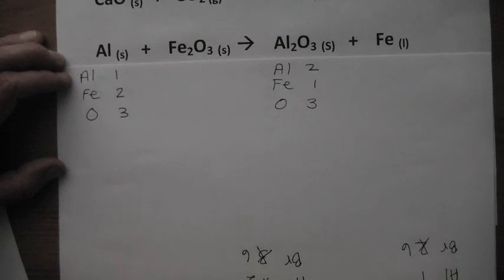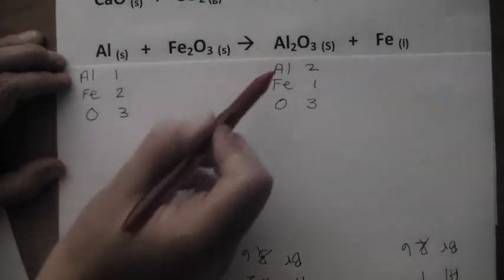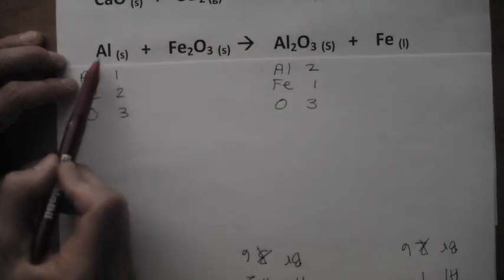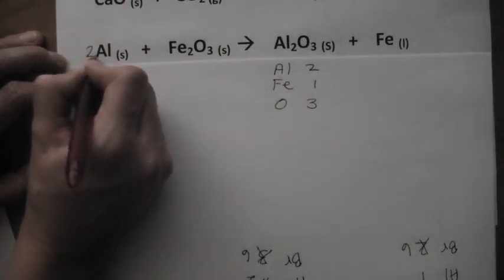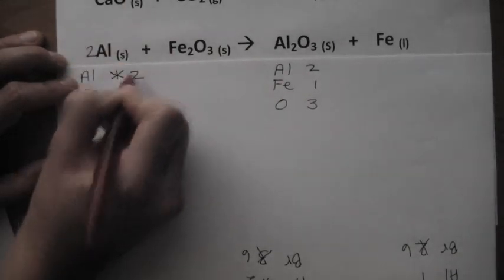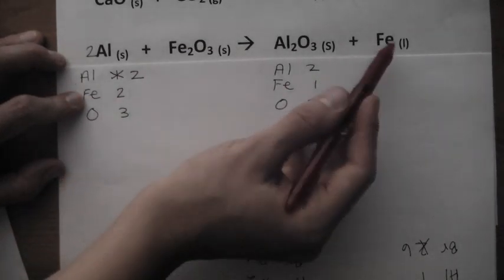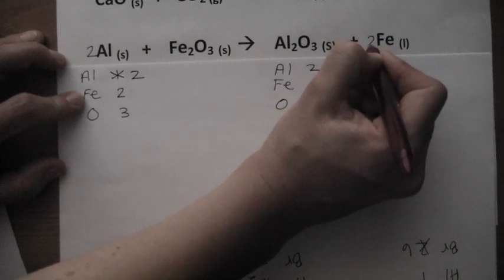Here's another example. First, I counted them up, and now I need to balance. Aluminum, I need 1 more aluminum over here. Let's try a 2 right there. Now iron. I need 1 more iron over here. Let's put a 2 right there.